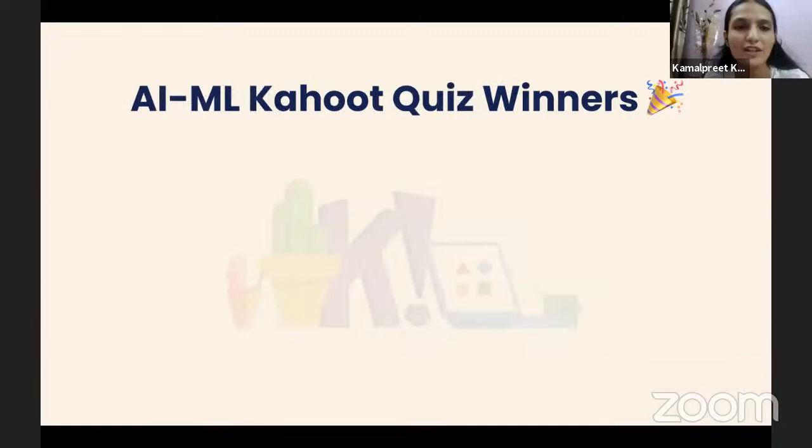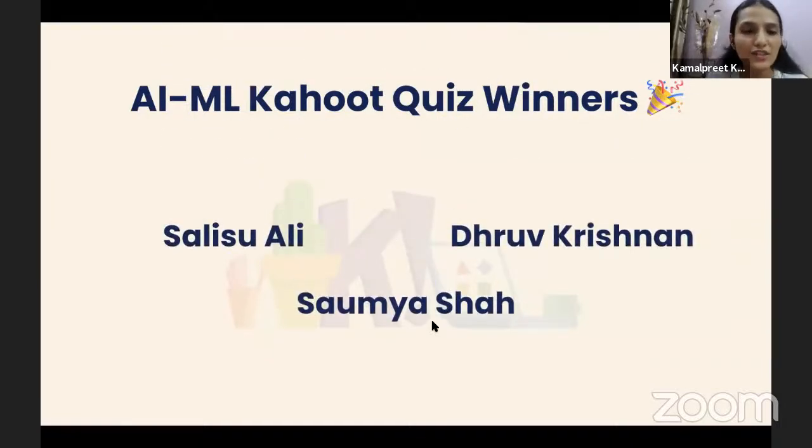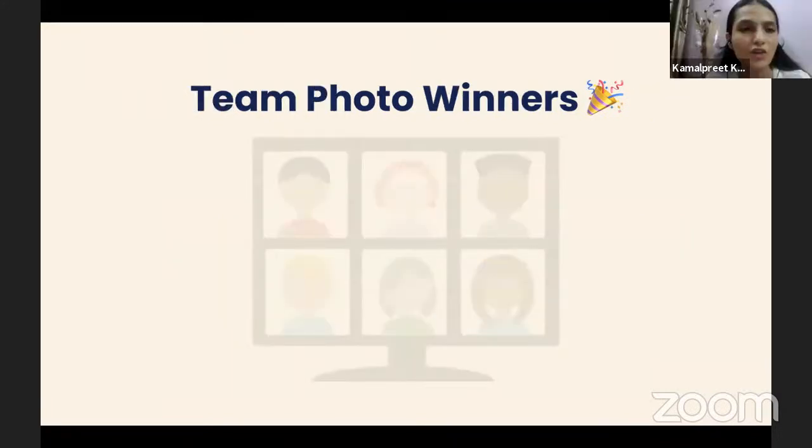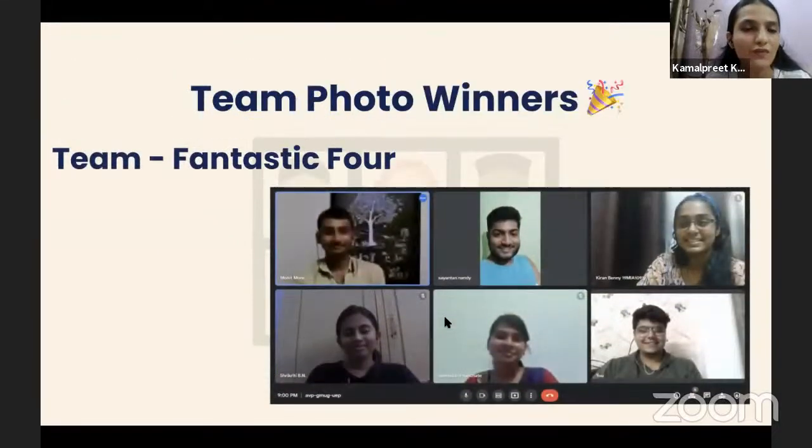Okay, so next, we conducted a few events during the 24-hour Datathon. First was the AIML Kahoot quiz. The winners are Salisu Ali, Dhruv Krishnan, and Soumya Shah. Thank you so much, guys. Congratulations on winning the gift cards. We will be reaching out to you. The other one was the team photo contest. The winner is Team Fantastic Four. Congratulations, guys. You have made it.